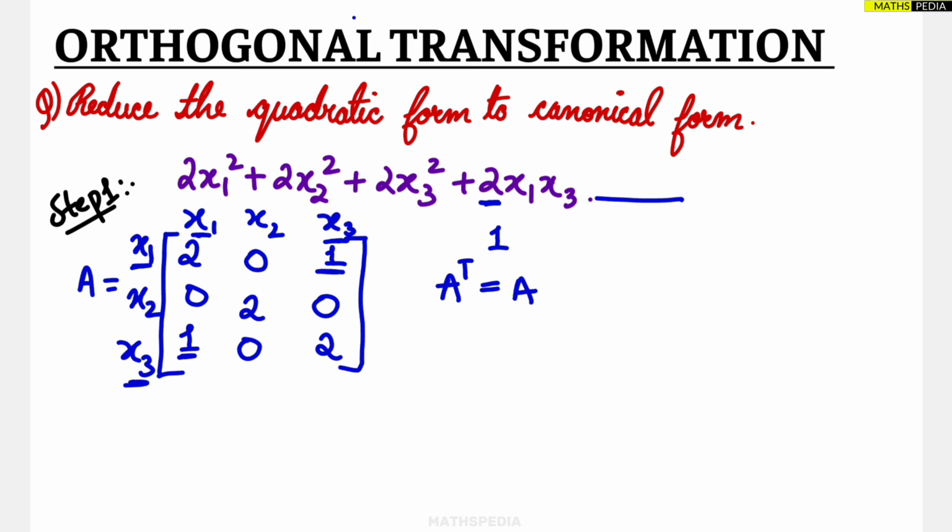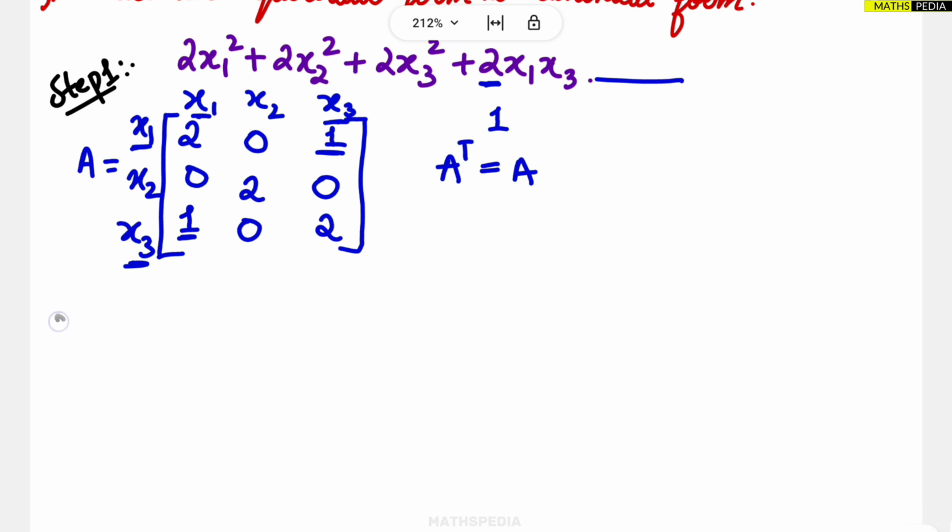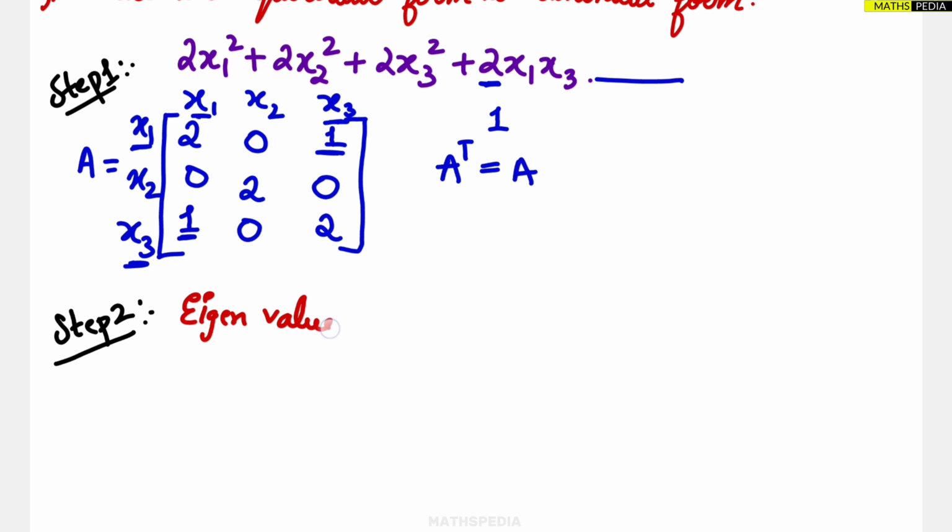Now we'll go for the second step, a very important step. In orthogonal transformation we have to find the eigenvalues and corresponding eigenvectors of this particular A matrix, which is a symmetric matrix. I hope you know how to find the eigenvalues and eigenvectors. So step 2 is basically to find the eigenvalues and corresponding eigenvectors.